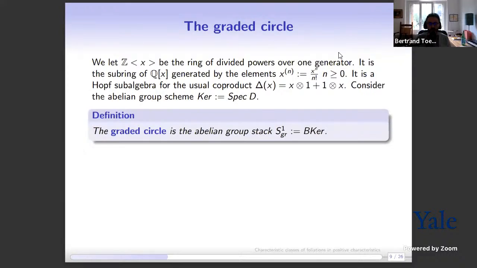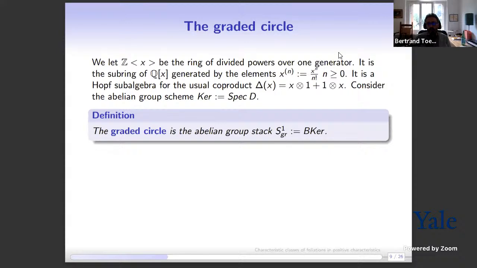I will explain why it's called KER in a minute. It's the spectrum of this D, where D is Z of X here. And by definition, the graded circle is the classifying stack of this KER. So it's B KER, a group stack. It's a stack with a group structure. The group structure comes from the fact that KER is abelian, so its classifying space is a group.